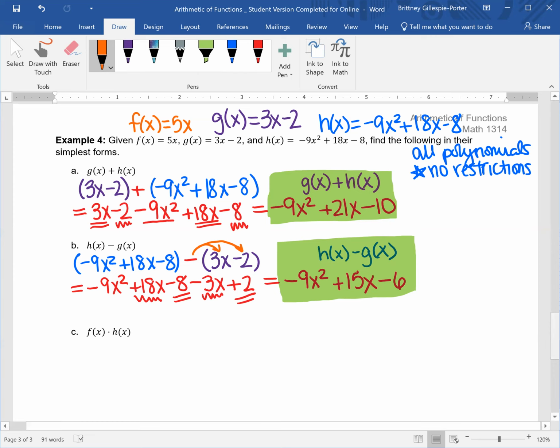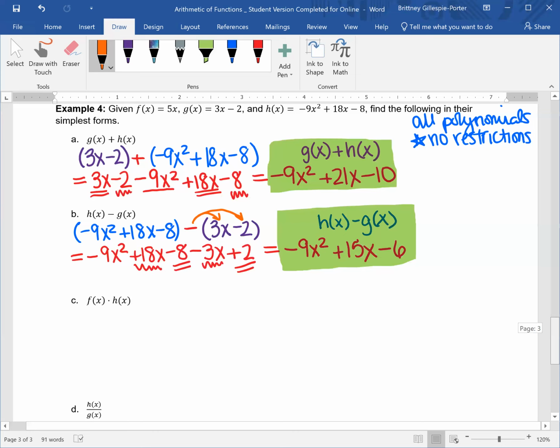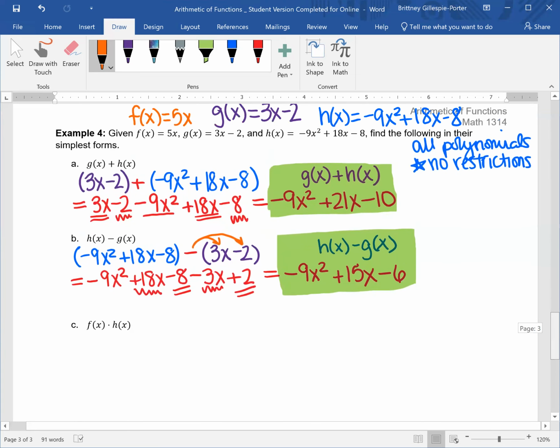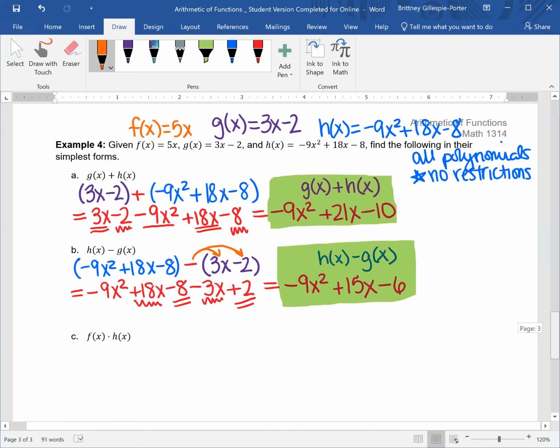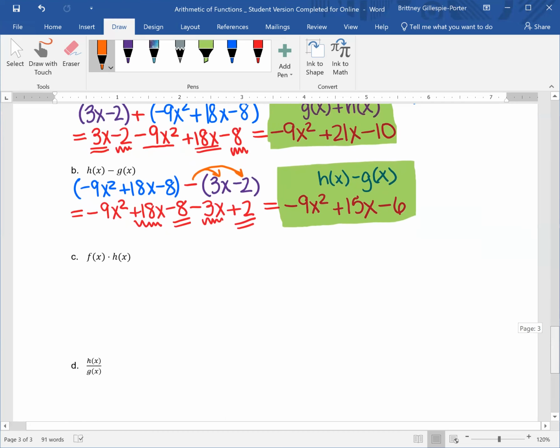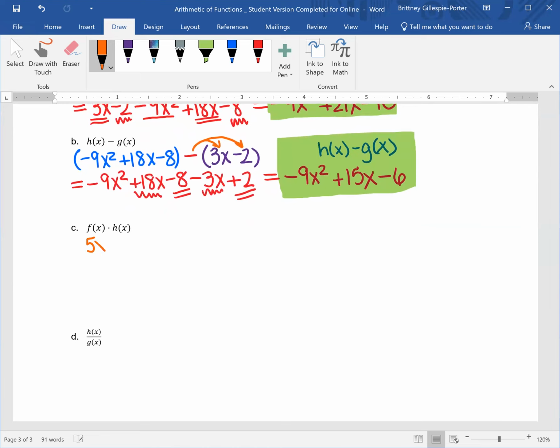In part C, we're asked to find f of x times h of x. And f of x is my orange function. We haven't used him yet. He's 5x. So I'm going to have 5x times, I'm going to put parentheses instead of the dot. So parentheses, my h function, which was my blue function. And now that I'm here, I need to distribute my 5x through all three terms of my h of x.